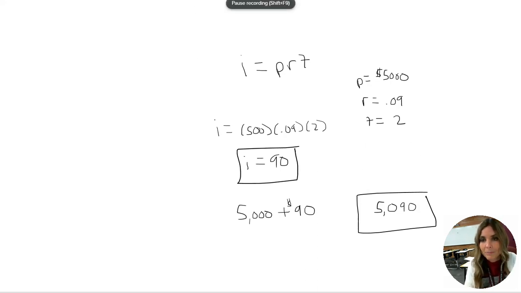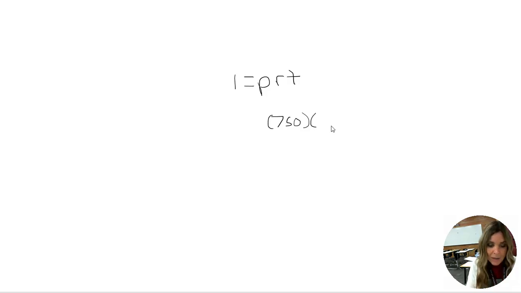Okay, the next one says Raymond set aside $750 in a savings account that paid 4.5% simple interest. He did not deposit or withdraw any money. What was the balance in the account after 6 years? Okay, so this time we're going to use our formula. Interest is equal to principal times rate times time. We know that the principal is $750. We know that the rate is 4.5%, which means 4.5 out of 100. So that is going to be 0.045, and then for 6 years.